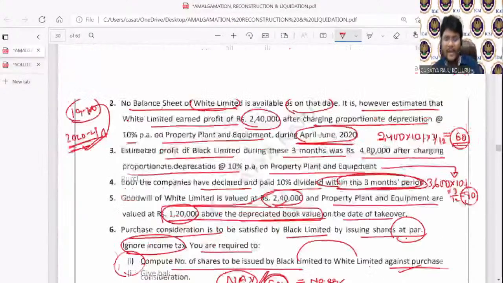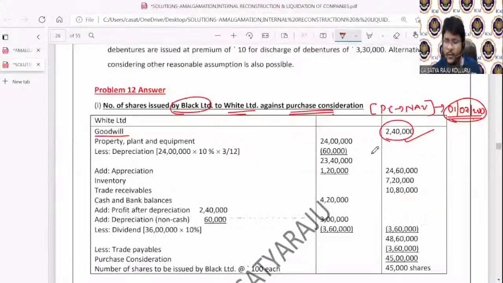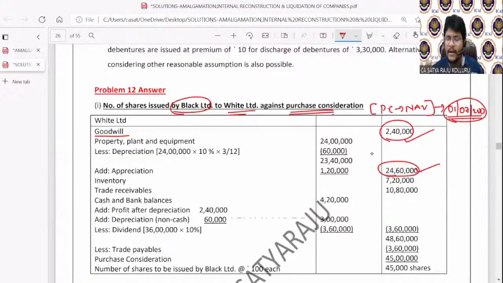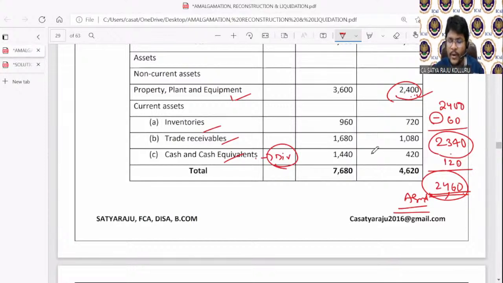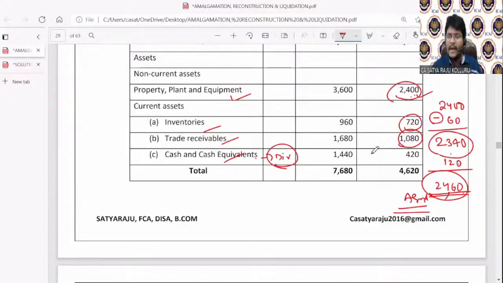Next, property, plant and equipment, at which value they are taken over, I already decided, which is 24,60,000. Rupees in thousands, 24,60,000 is the property, plant and equipment. Am I right? 2 assets are over. Next, all the remaining assets are at book value. Inventory, 7,20,000. Trade receivables, 10,80,000. Cash and cash equivalents, I need to calculate. Just wait.